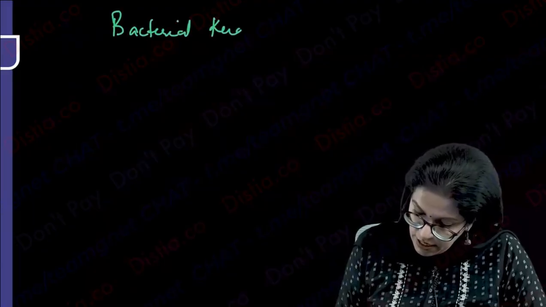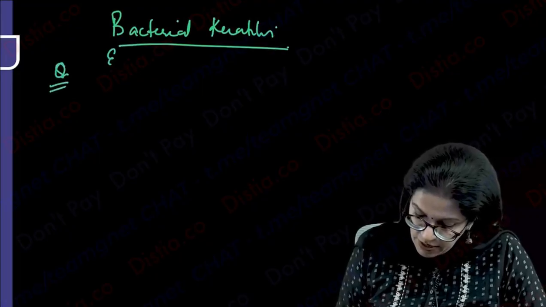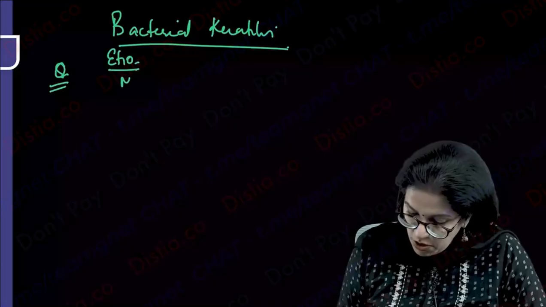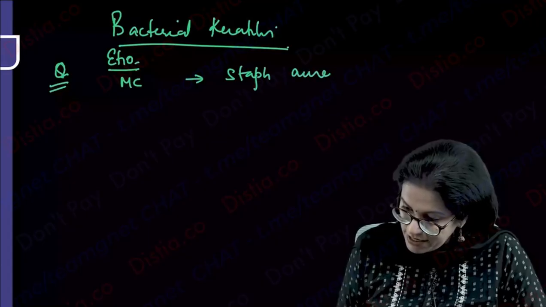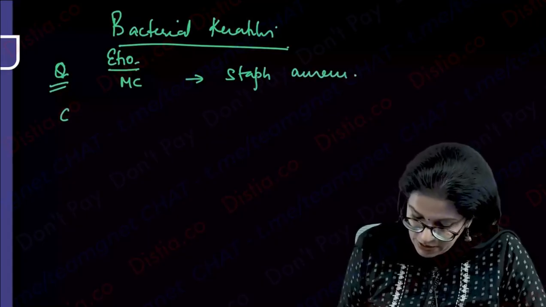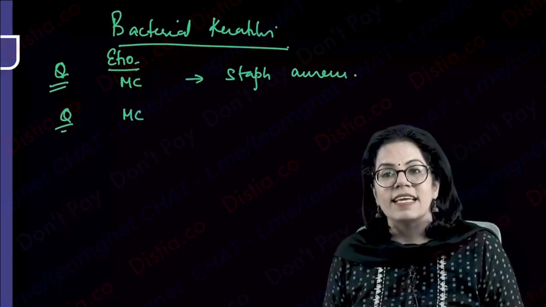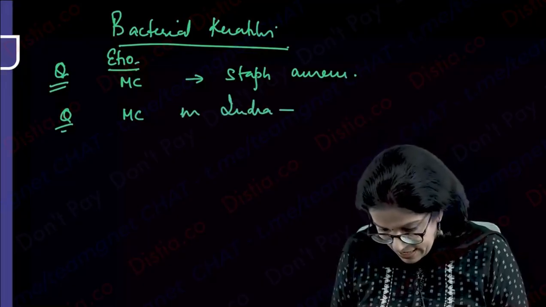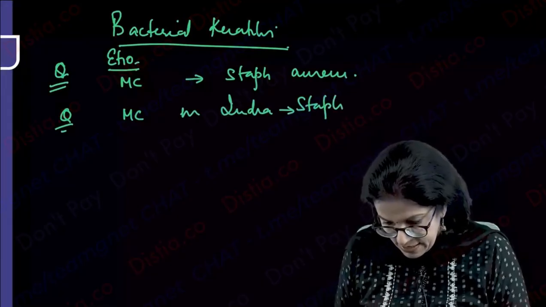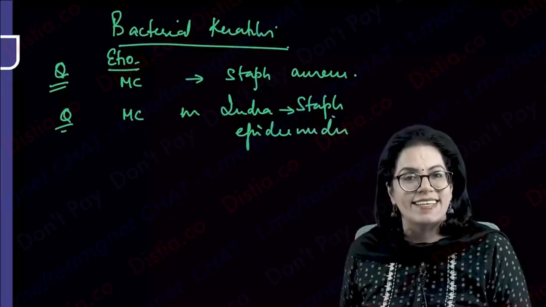Bacterial, first of all, the first question that they are going to ask you is what is the most common etiology? So give the heading etiology. Most common cause, we will answer Staph aureus. Simple, Staph aureus. Next question, if they ask you the most common bacteria causing keratitis in India, then our answer is Staph epidermidis. This is the recent finding, so we should answer Staph epidermidis.